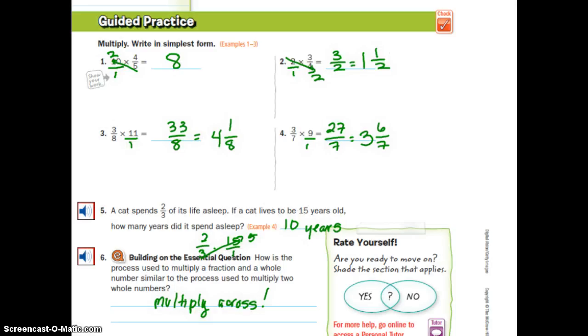Okay, so please check your answers. Number 1 is 8, 2 is 1 1/2, 3 is 4 1/8, 4 is 3 6/7, and number 5, a cat will spend 2/3 of its life asleep. If it lives for 15 years, that's 10 years that he'll be asleep. Boy, that's sad. And again, how is the process used to multiply a fraction and whole number similar? You multiply across. It's very simple.